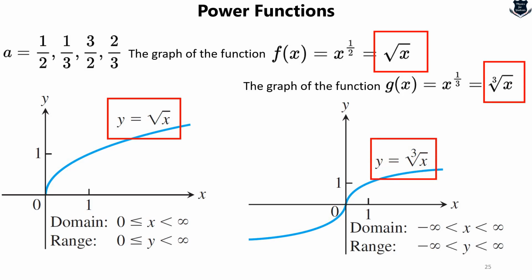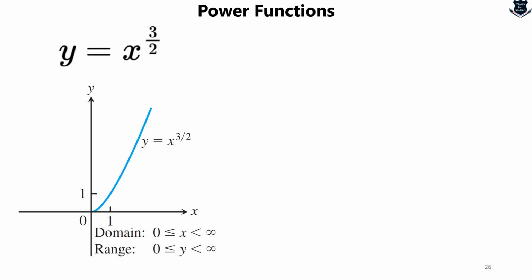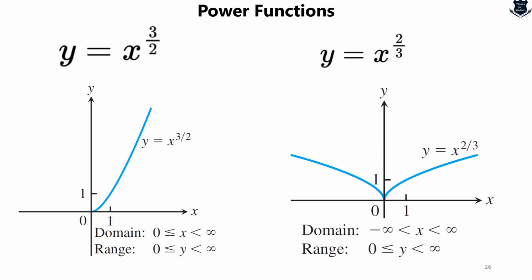The domain of the square root function is 0 to infinity, but the cube root function is defined for all real values of x. So this one is clear, isn't it? a takes values up to the square root of x and the cube root of x. Now if I take y equals x to the power 3 upon 2, the graph would look something like this. If I take the opposite, 2 upon 3, it would look something like this.